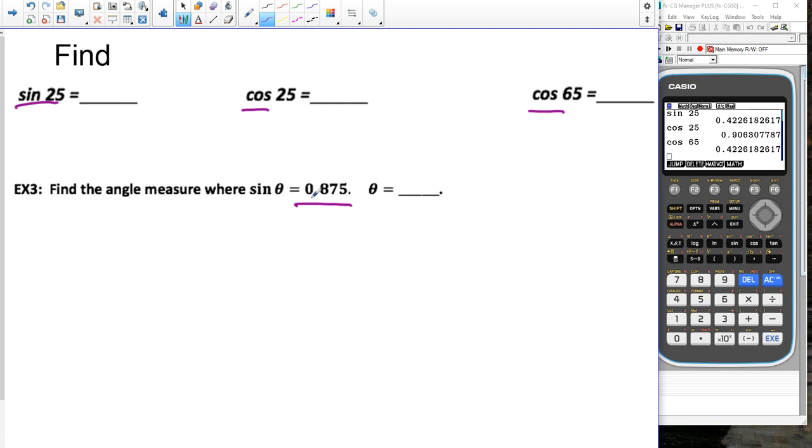Now, because I can't write on here, it doesn't write anymore, I'm going to go ahead and do the inverse. Again, refer to my other video on how to use the calculator. But I'm going to come over here and hit Shift, Sine, 0.875, Enter, and I get about 61 degrees.